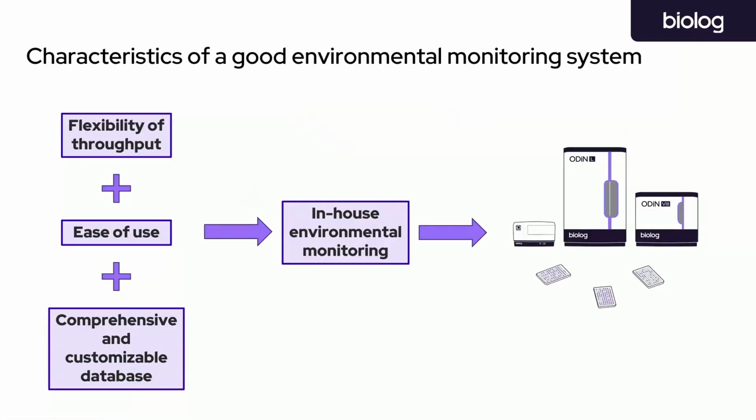And so to tie back to what I said at the beginning, what makes a good in-house environmental monitoring system? So we think there's three major factors. Ease of use in the middle here, which is necessary for being able to train quickly and get reproducible results. Second is the flexibility of throughput. So depending on your lab or your facility, you might need to run a few samples a month or up to hundreds or more a month. And then finally, the database is really critical to success because the more relevant species your organism can be compared to, the better chance you'll have of matching it.